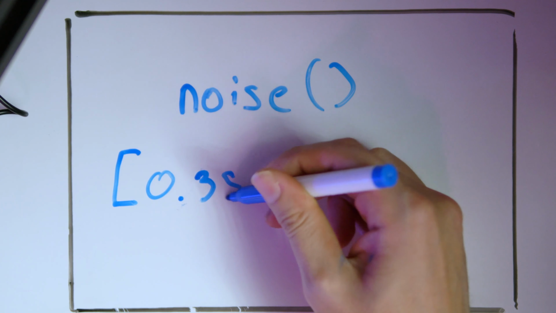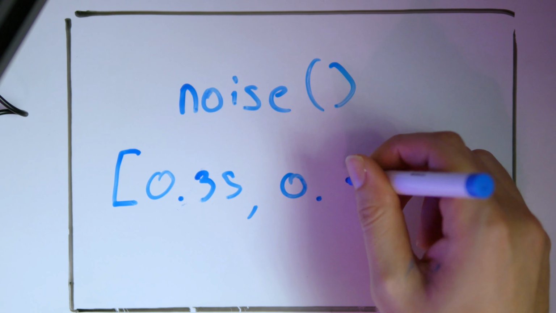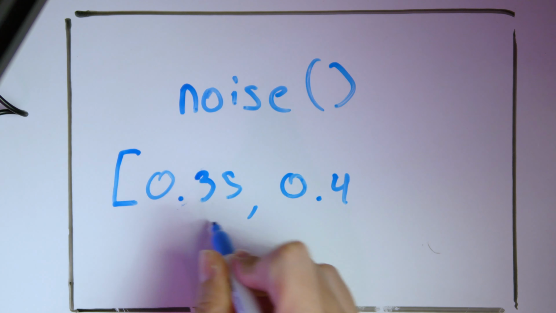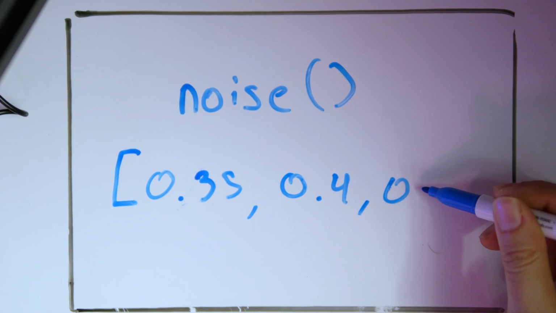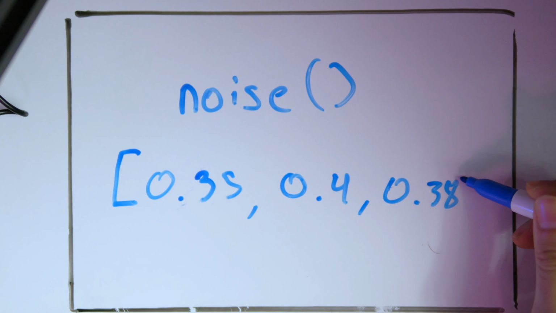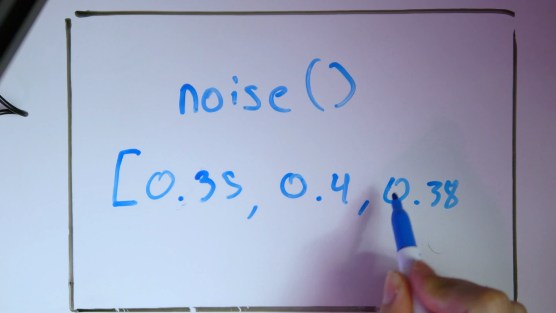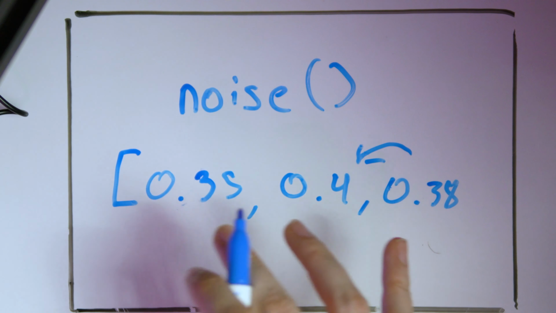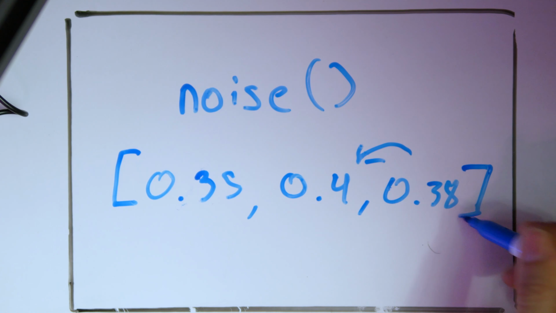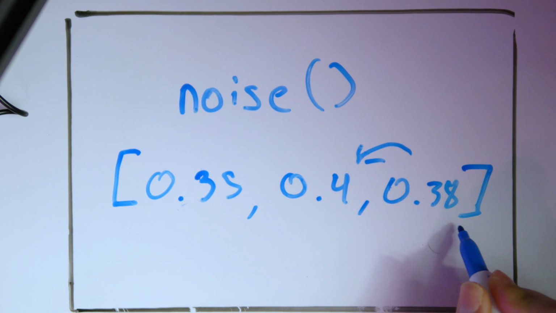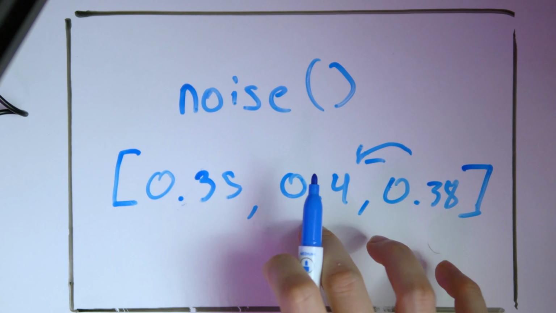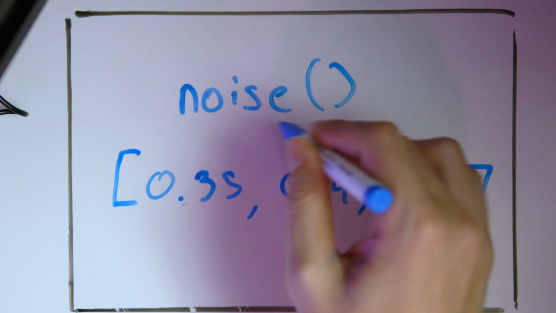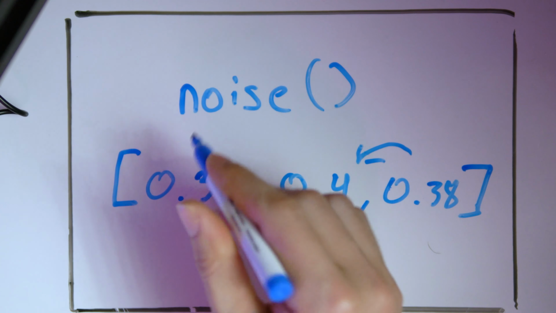So it could be 0.35. Another one could be 0.4 because this is random, but at the same time, it's also somewhat related to the previous value. So the next value would be something like 0.38. Another random number, but still somewhat related to the previous value. The numbers that are generated within this array are in sequence, and as it goes on and on, you're going to get a random number each time, but it's always going to be related to the previous value in some way.